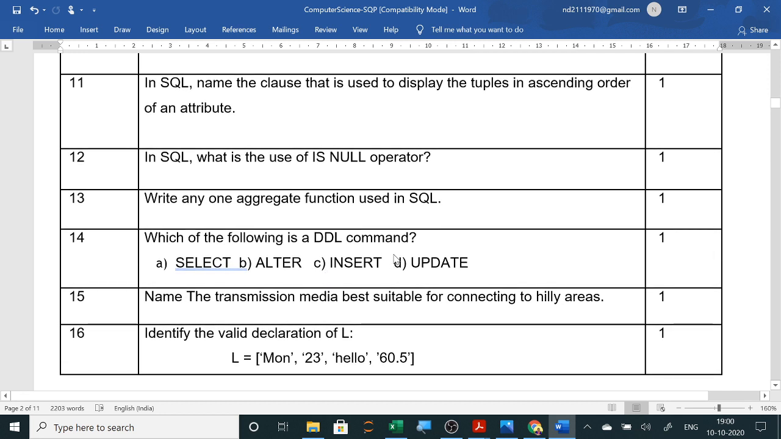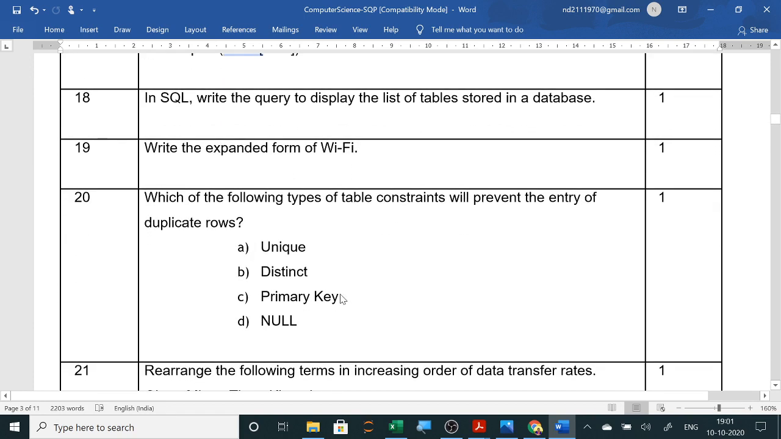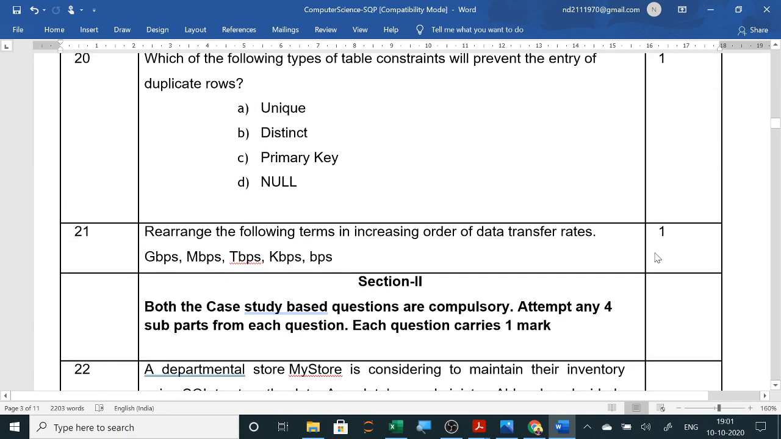Then which of the following is a DDL command? Create, alter and drop are the 3 DDL commands, so alter will be the answer. So in detail we will discuss each and every question. Today I just wanted to show how the pattern has been completely changed. 21 questions of 1 mark with a 1 word answer, MCQ or 1 line.